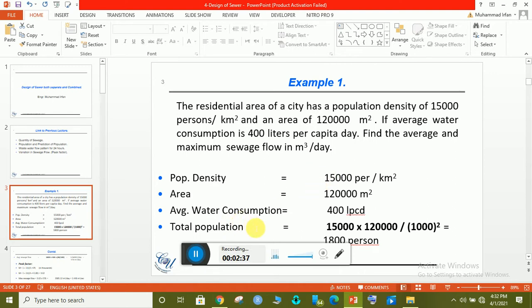From these values, one can calculate the total population, which is 15,000 per kilometer square, multiplied by the area and divided by 1000 square, which is the conversion of meter square into kilometer square, and this gives us 1800 persons. So the population of the selected city is 1800 persons. I think it is very simple to calculate the population of any area when the population density and area are given.